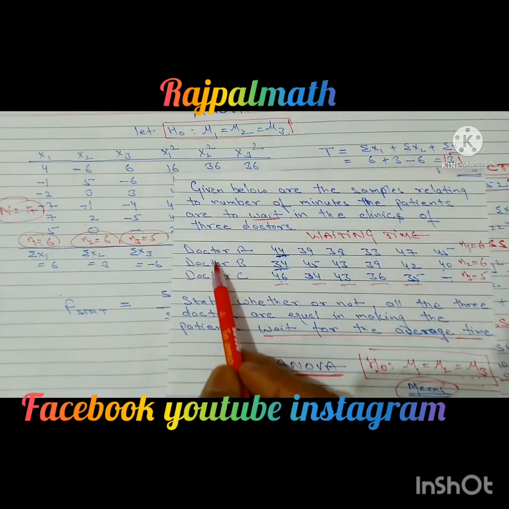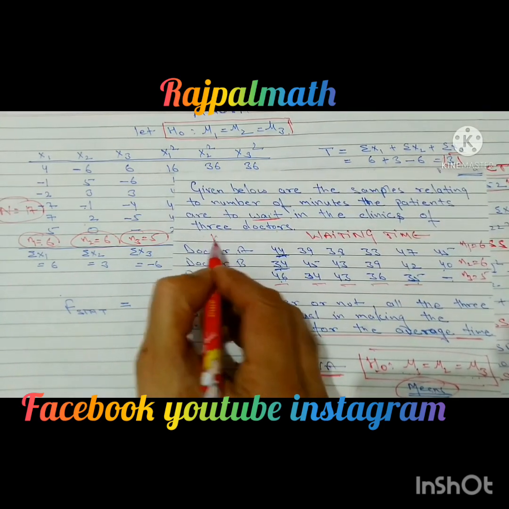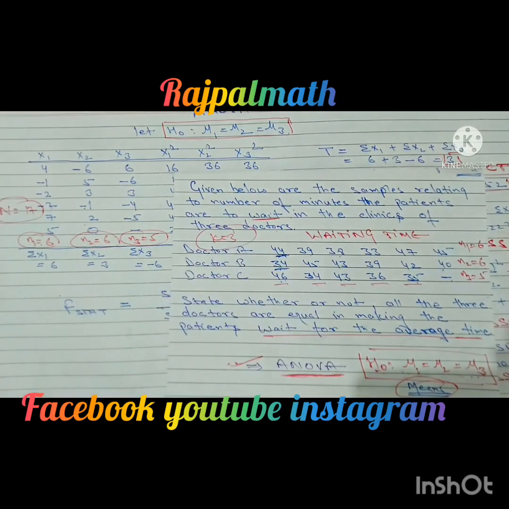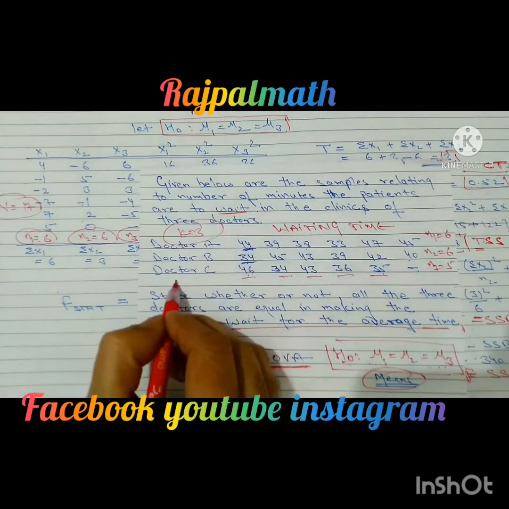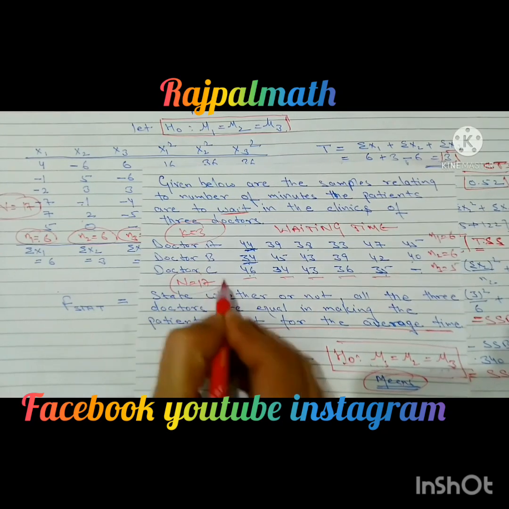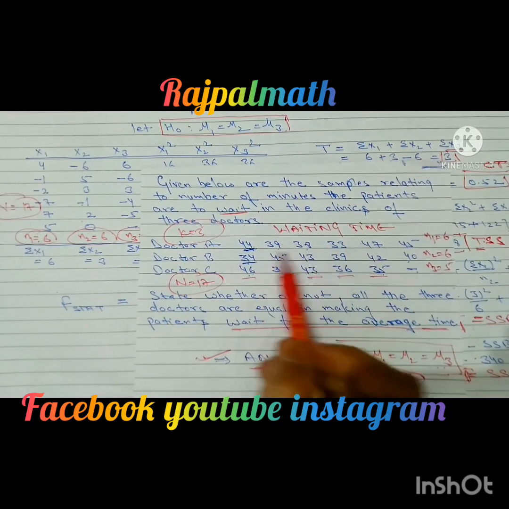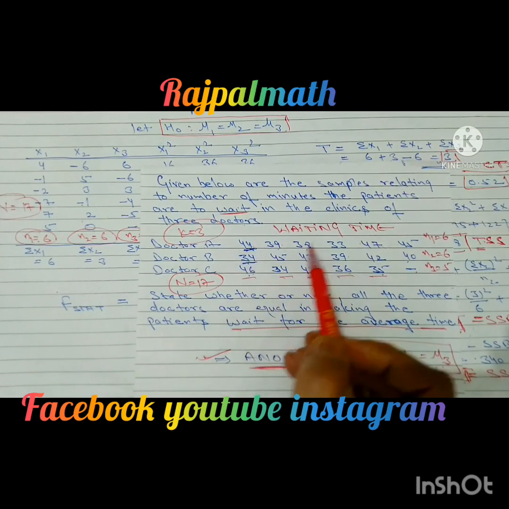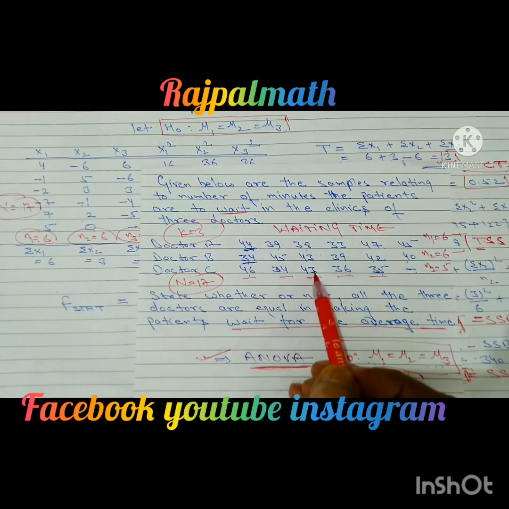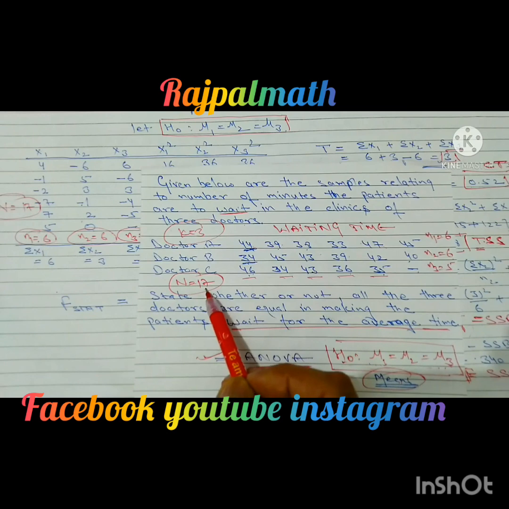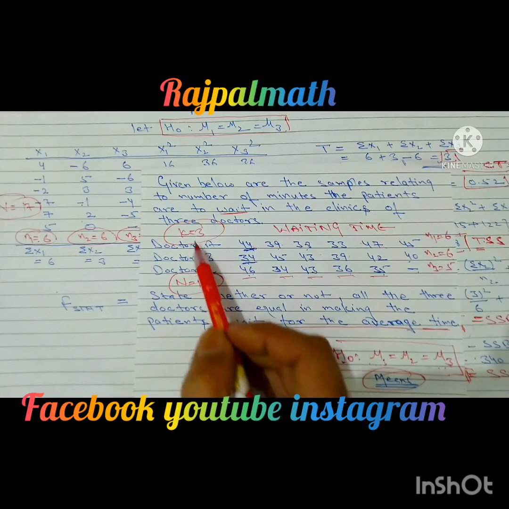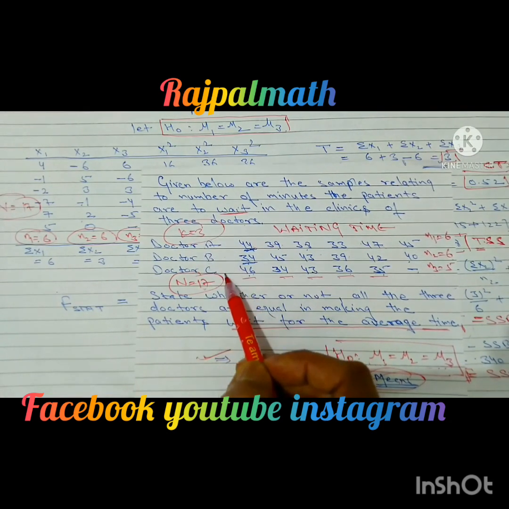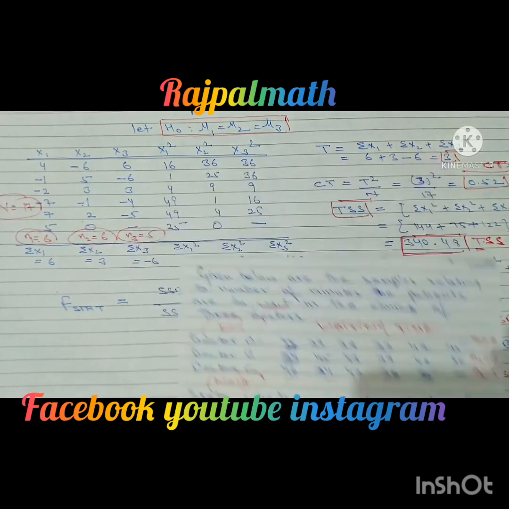We have 3 groups, 1, 2, 3. Therefore K equals 3. N equals 17, the total number of observations: 6 plus 6 plus 5. 6 for Dr. A, 6 for Dr. B, and 5 for Dr. C. Therefore the total number of observations is 17. K is the total number of groups, 1, 2, 3: Dr. A, Dr. B, Dr. C. K is 3.